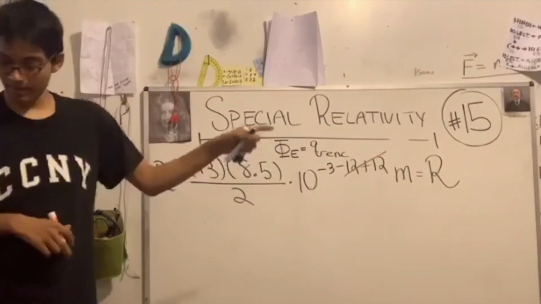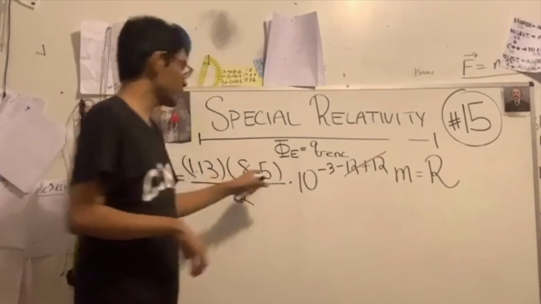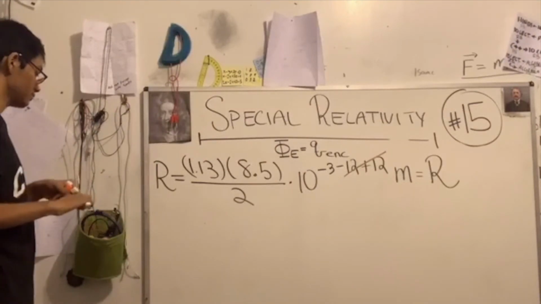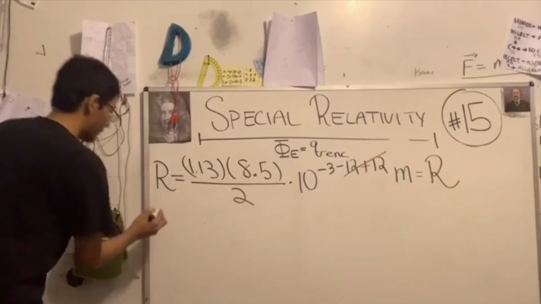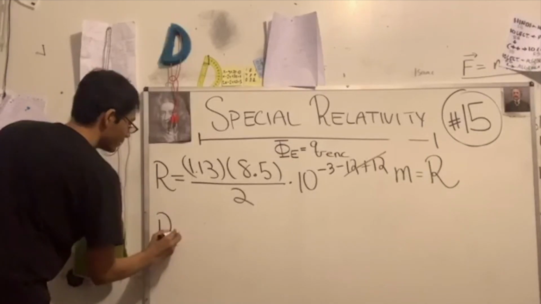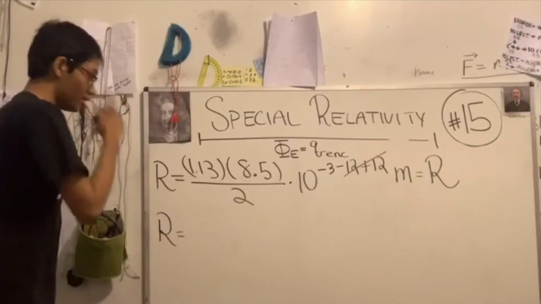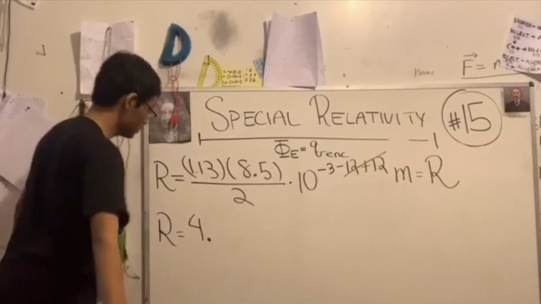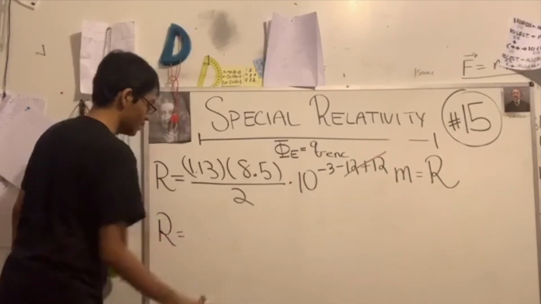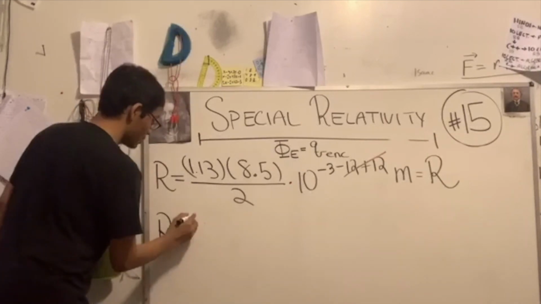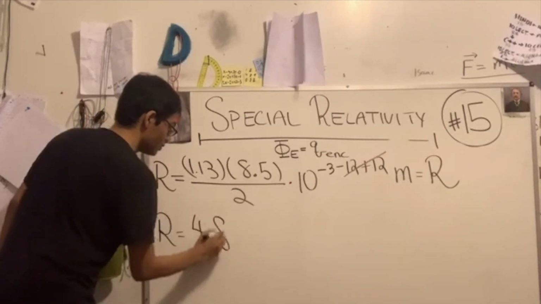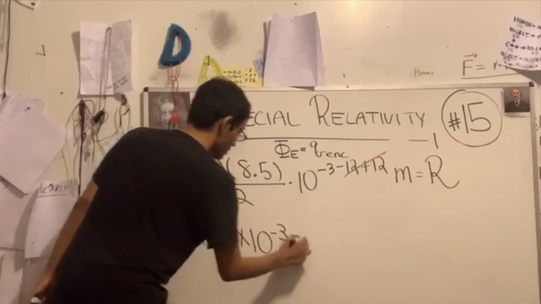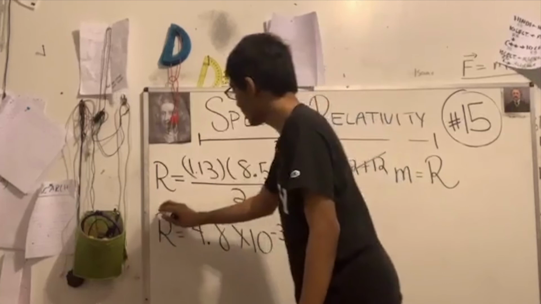And our audience, can you please calculate for us what 1.13 times 8.5 is? 1.13 times 8.5 is 9.605. And divided by 2 is 4.8. Oh, thank you very much. 4 point what? 4.802. Okay, so I'll just take 2 significant figures. So I'm going to write 4.8 times 10 to the negative 3, and of course my unit is meters, folks. And that right there is our answer.